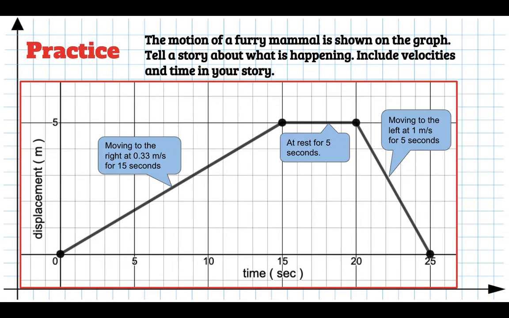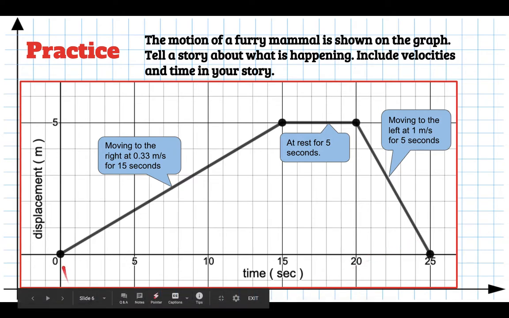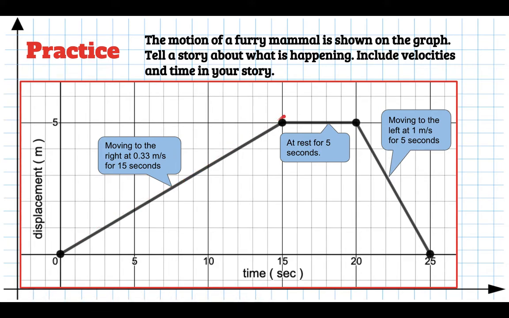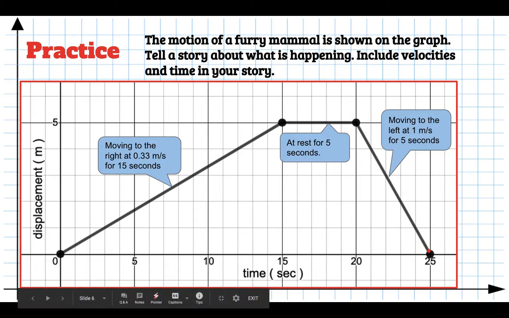So my story would probably be like a mouse comes out of his hole and he slowly ambles across the kitchen floor where he finds a piece of cheese. For 5 seconds, he nibbles the cheese, and then a cat appears. And so the mouse dashes back to where he started from much faster than he came out.